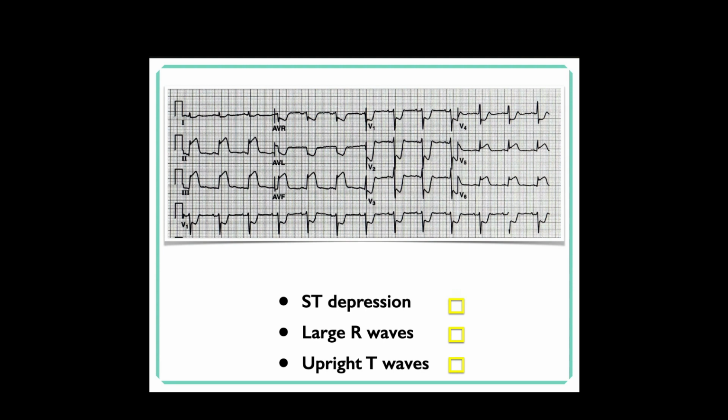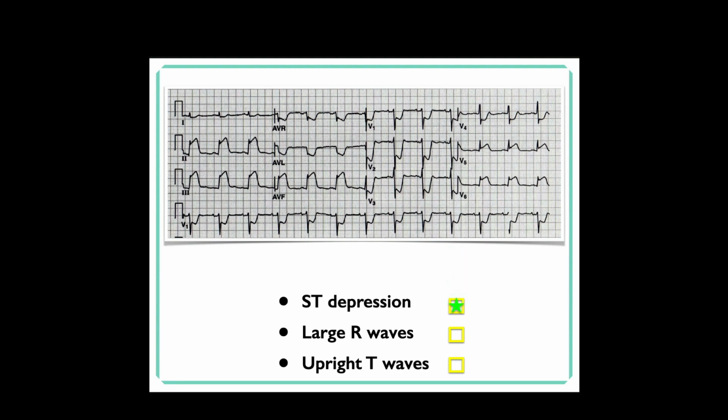Andrew, you want to do the next, please? Yeah, let's see. Looks like there is ST depression in V1 and V2. I don't know, they don't look that large. What doesn't look large? The R waves for V1 and V2. Oh, I agree, they're not that large. But there are upright T waves. Yeah, hard to see, so we'll go with that.